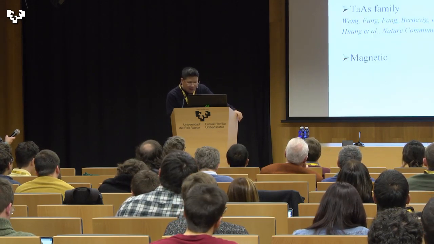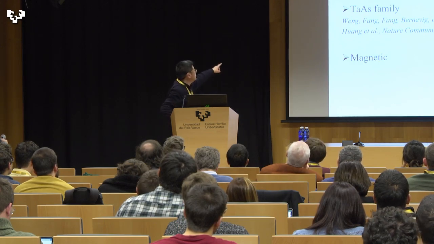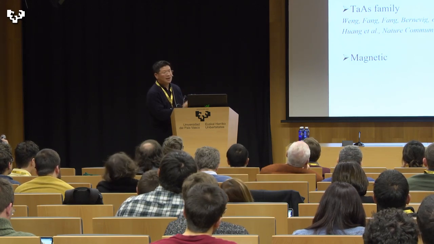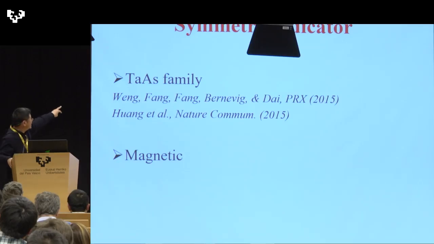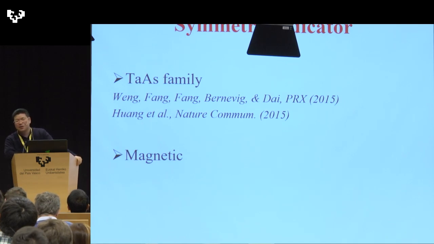I also should mention that we only look at the high-symmetry points, so we will miss some things. For example, TaAs we cannot check, because the Weyl points are at general points. Also, currently magnetic materials are very hard, because the magnetic structure is not easy to determine.